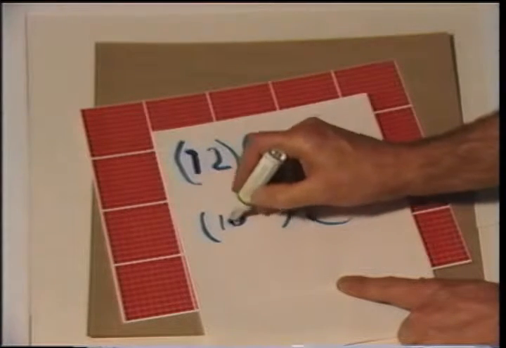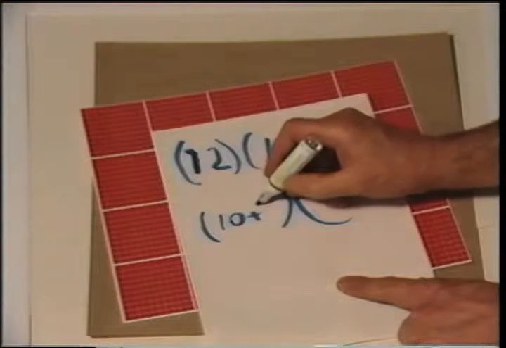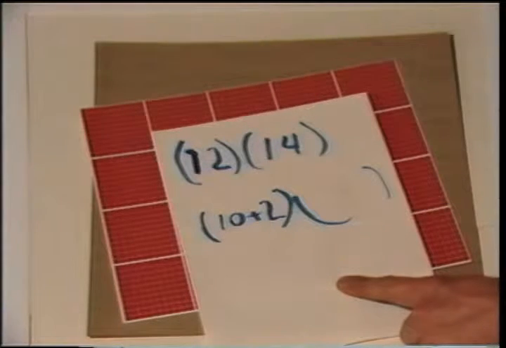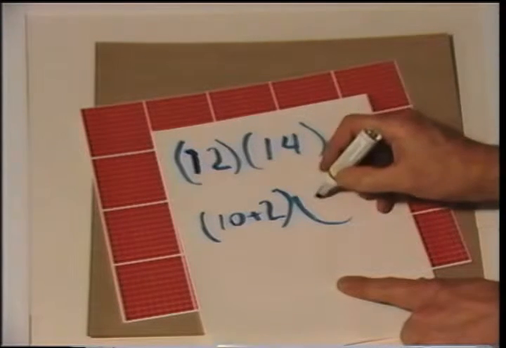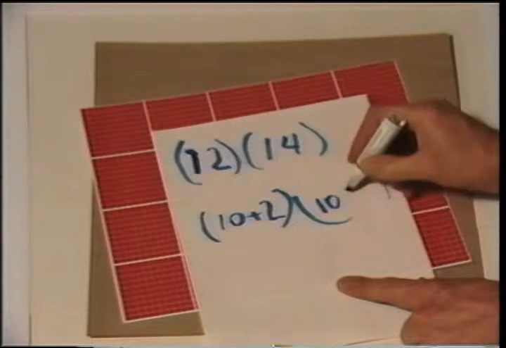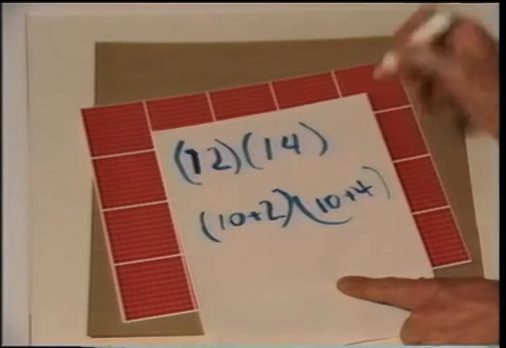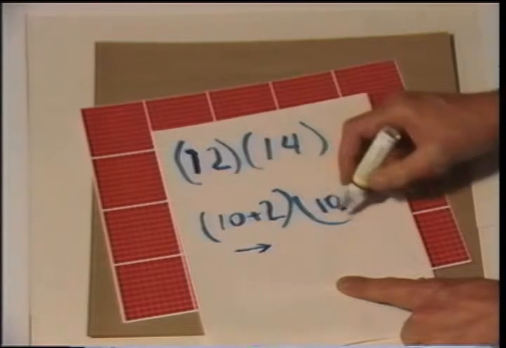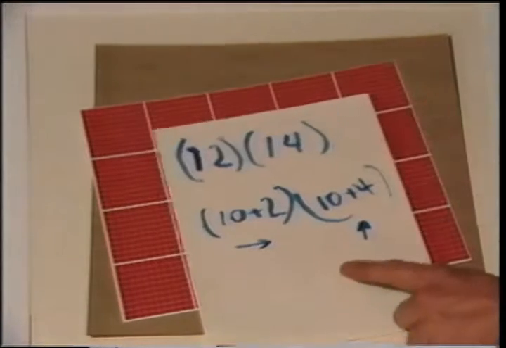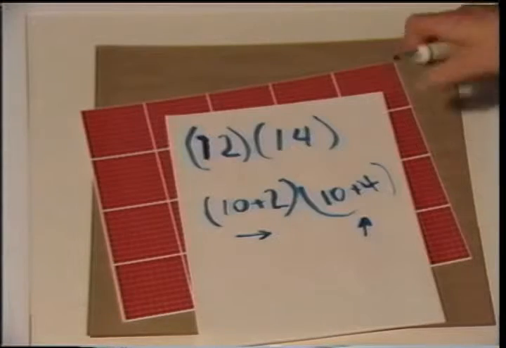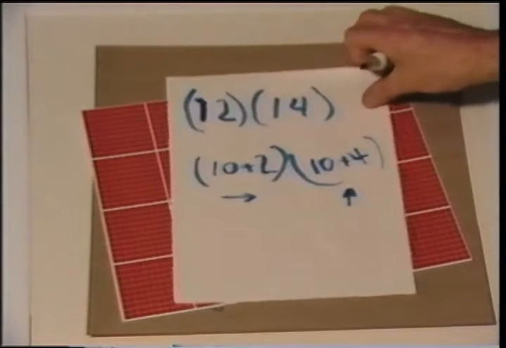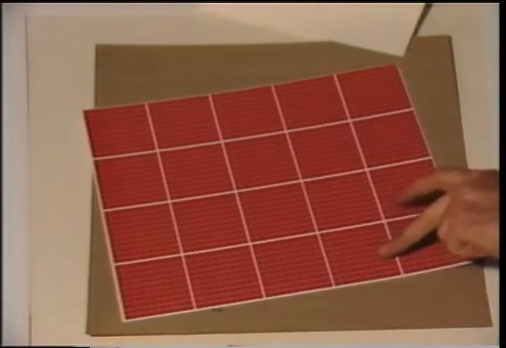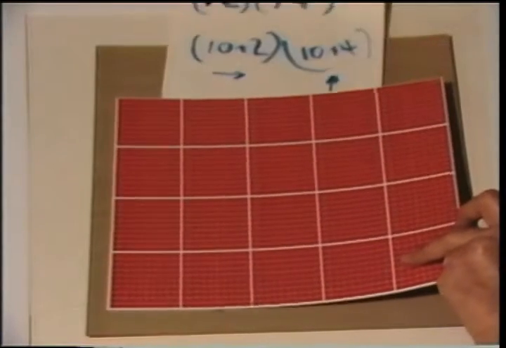We will rewrite that as 10 plus 2 and 10 plus 4. Here we have over distance, up distance. Okay, we have to build a rectangle given that information. Let's build our rectangle.